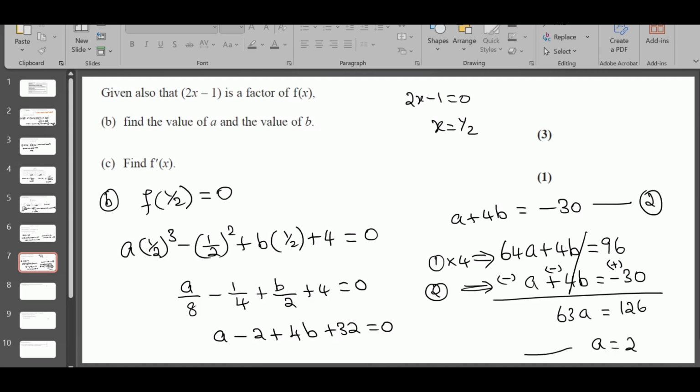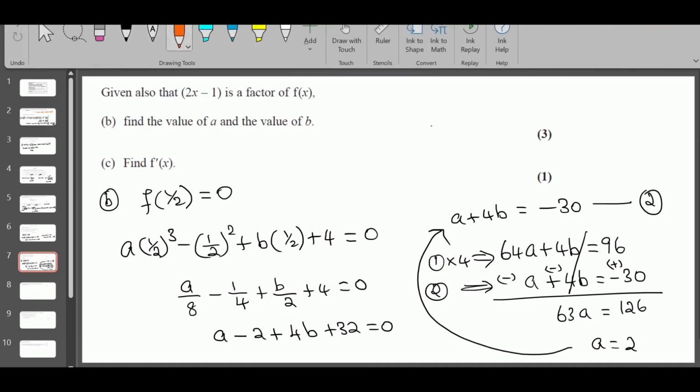Sub a back in here, and you need to show the working. So 2 plus 4b is minus 30. 4b is minus 32. So b is going to be, 8 fours are 32, minus 8.